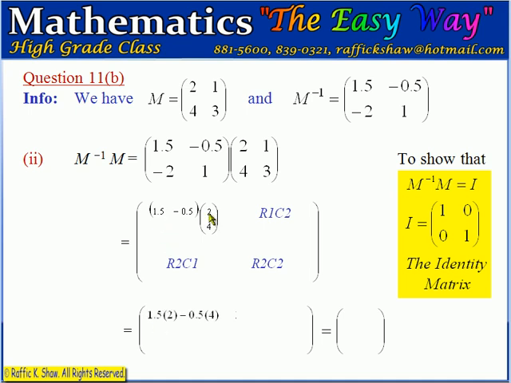The 1.5 is multiplied by 2, that's here, and then the -0.5 is multiplied by 4. And when we do this calculation, the result is 1, because 1.5 multiplied by 2 is 3, and then this is -0.5 times 4, which is 2. So we're actually doing 3 minus 2, and 3 minus 2 is 1.